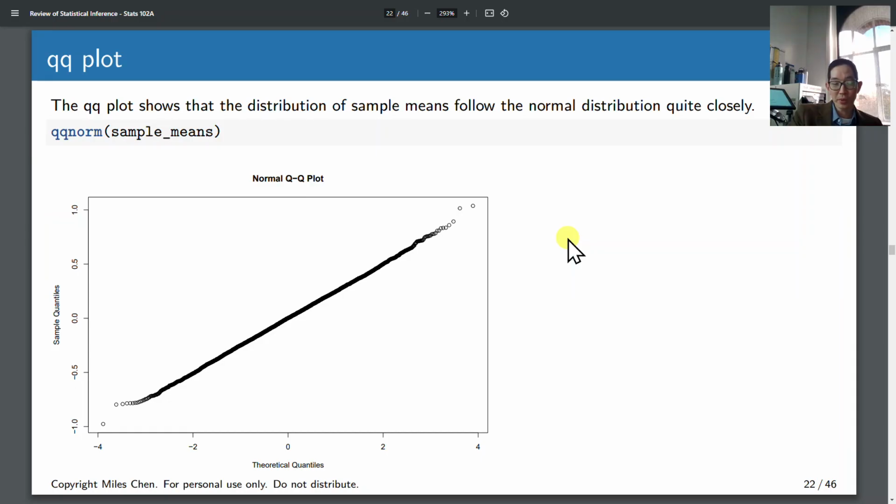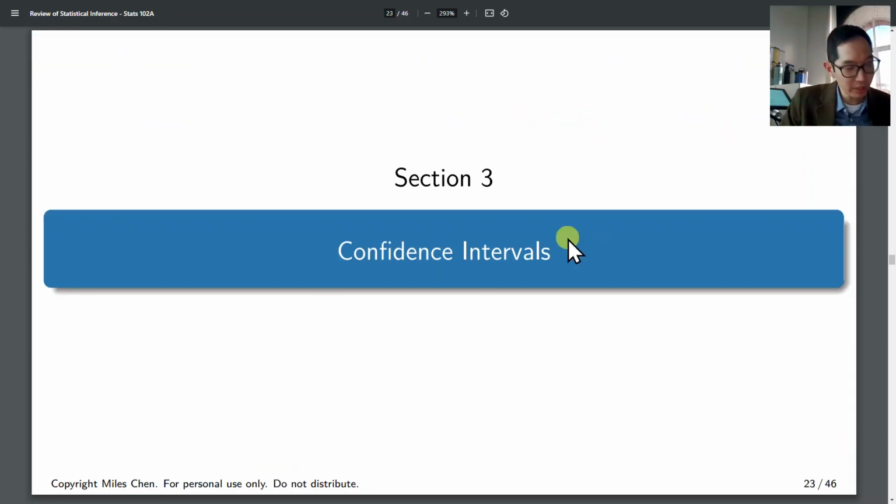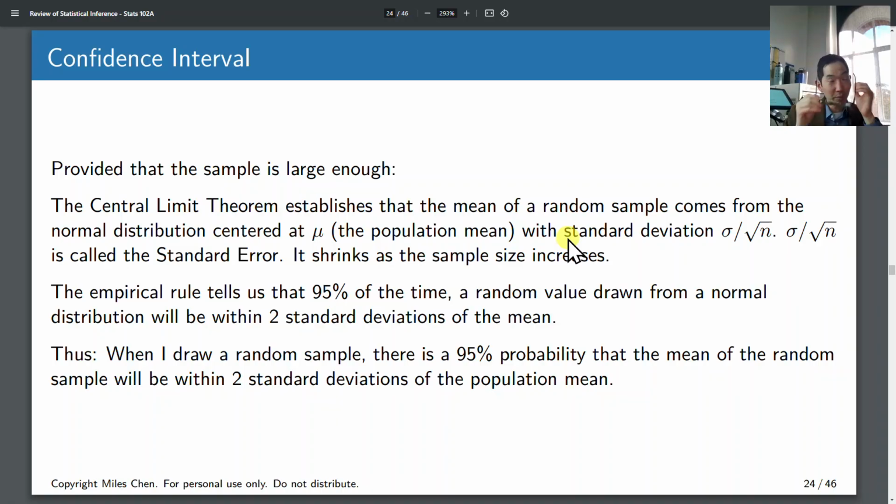Okay, so the key insight here, now that we have a sampling distribution, is that we can start performing inference and making conclusions about the population based on a sample. Assuming our sample is large enough, the central limit theorem says that the mean of a random sample comes from the normal distribution centered at mu. The standard deviation, sigma over square root of n, is what we call the standard error, and that quantity, the standard error, shrinks as the sample size increases.